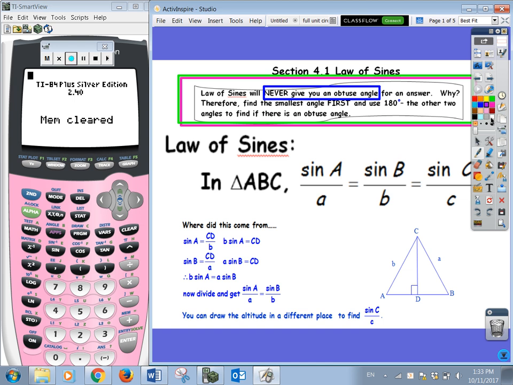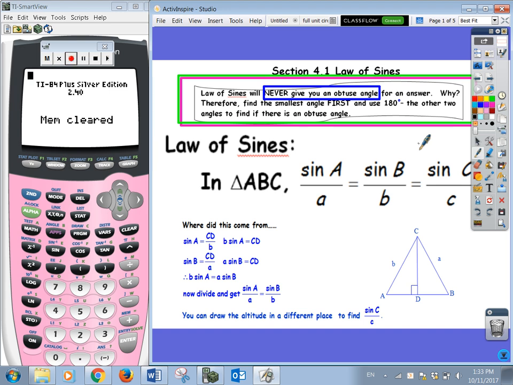All right, so today we have law of sines. This very first statement is very important: the law of sines will never give you an obtuse angle for an answer. Therefore, if you're trying to find an angle that either is or could possibly be obtuse, you cannot use law of sines.